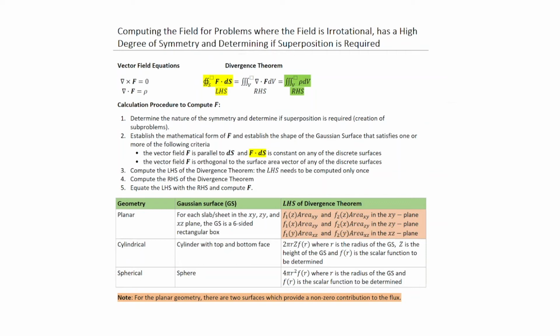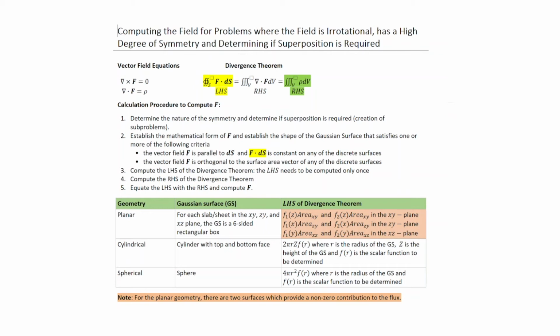So now let's consider the two specific types of problems that we dealt with. That is fields which were irrotational, followed by fields that were source-free. So we're looking here at computing the field for problems where the field is irrotational, has a high degree of symmetry, and determining if superposition is required. We've already discussed the approach to take if superposition is required, so we're not going to deal with that in any detail subsequently.